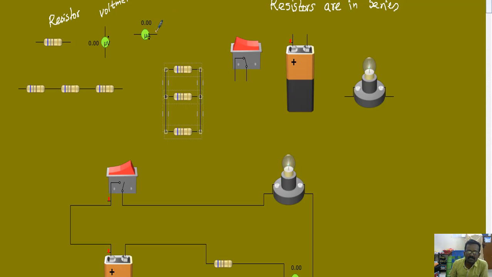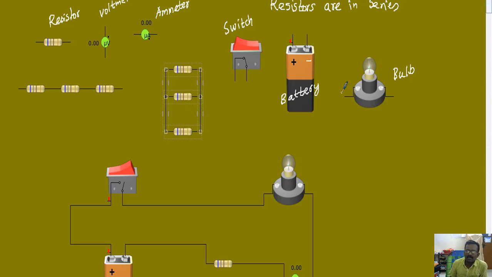This is an ammeter. It will measure the current in amperes at micro level. This is a microammeter. This is an ammeter, which measures at micro level. This is a switch. This is a battery, with a plus terminal and a minus terminal.